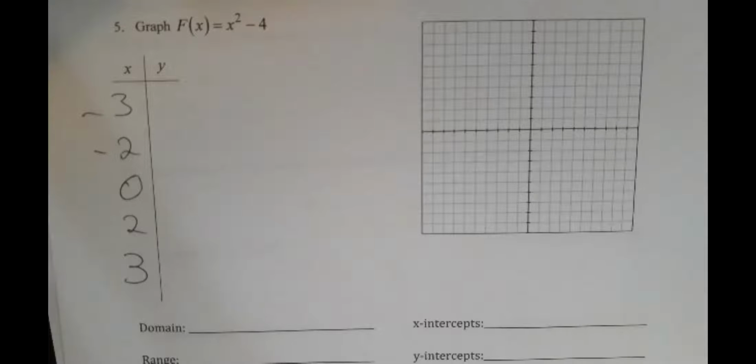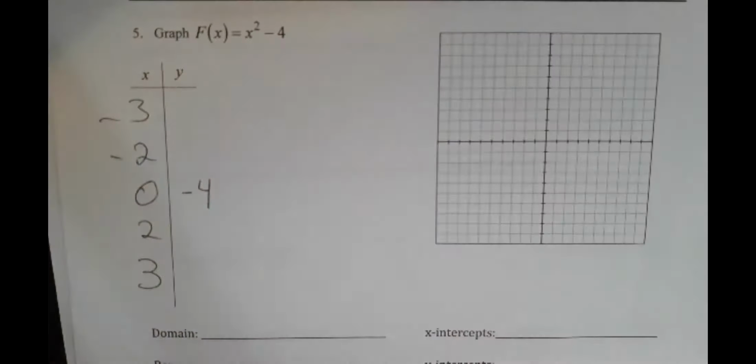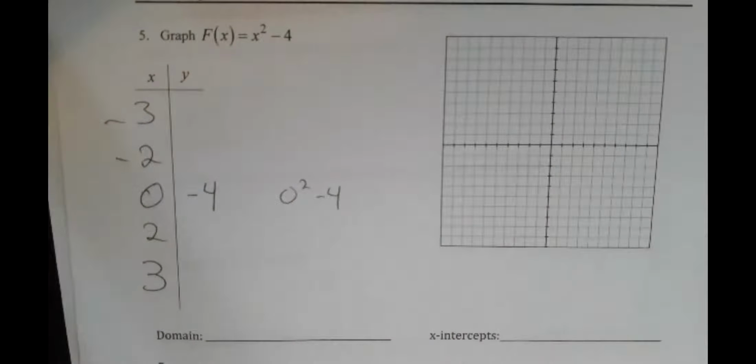So you should be able to do this. You should be able to plug in values. If I plug in 0, that should be the easy one. I do 0 squared minus 4. That's going to give me -4.